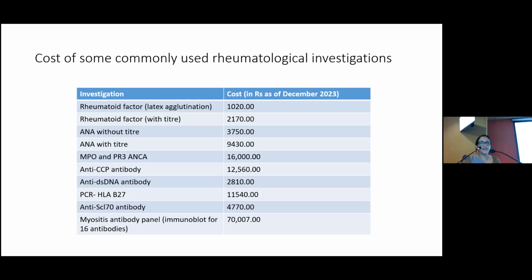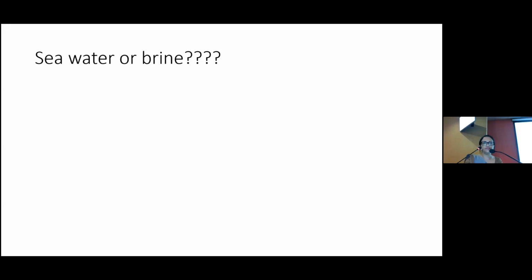You can say that. And an ANA, if you do it with a titer, is 9,430 rupees. It's extremely costly. And the other thing, HLA-B27. Again, I see this being very frequently done. It's 11,500 rupees to get an HLA-B27. And the myositis antibody panel, 70,000 rupees. So do we have the luxury of indulging in all this? is my question.